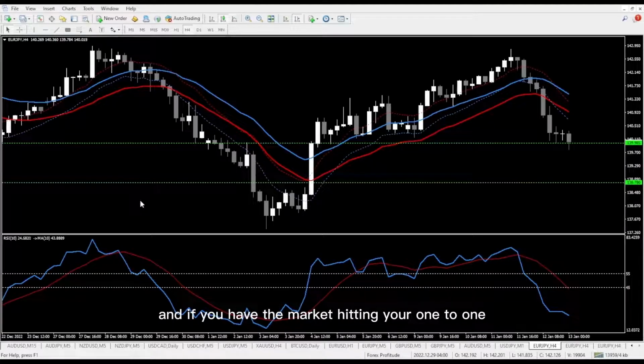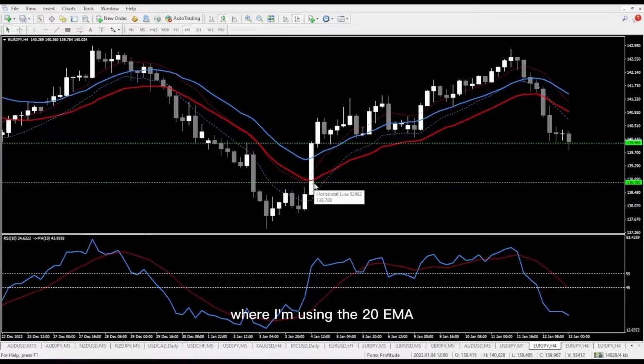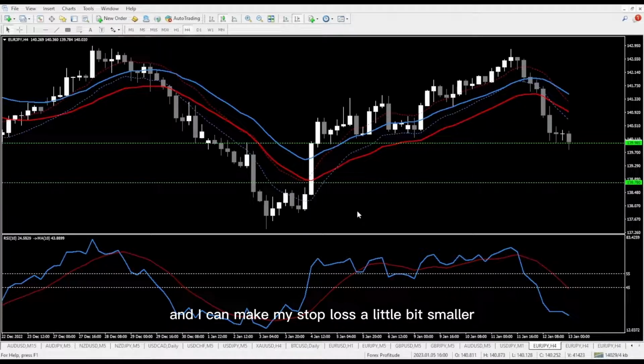And if you have the market hitting your 1-to-1, then you're on to the next trade that much sooner. Now, you do have options with this. It's not written in stone. When it comes to a lot of trades, I do like to go for the 2-to-1s, especially if I get an instance like this where I'm using the 20 EMA and I can make my stop loss a little bit smaller.